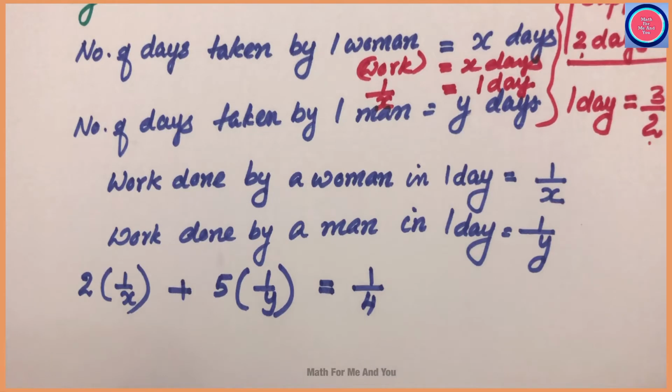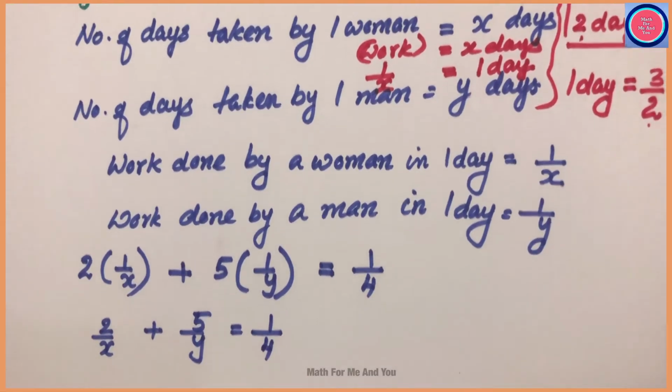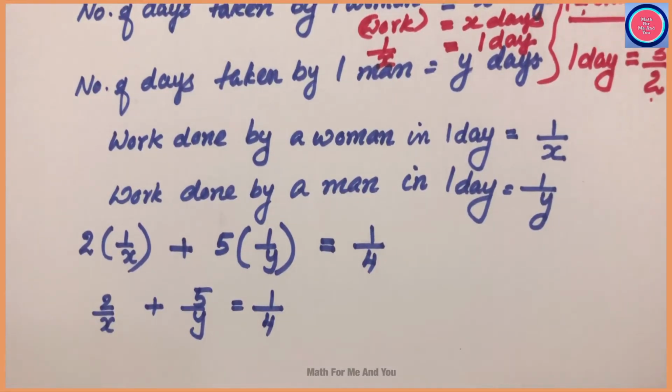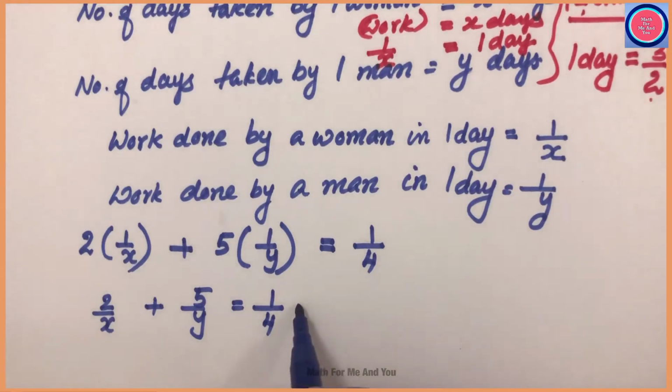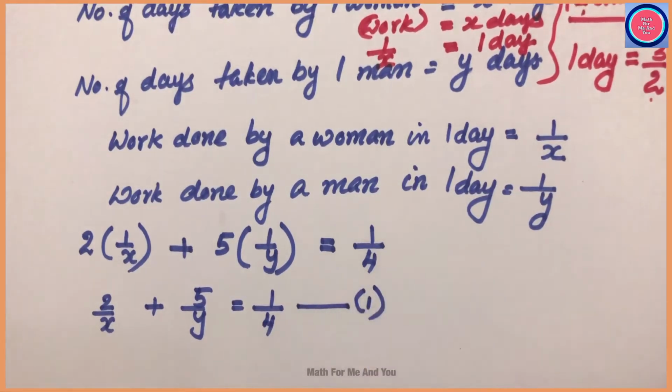Multiply the brackets. 2 times 1 over x is 2 over x, plus 5 times 1, 5 over y, is equal to 1 over 4. We can write this as equation number 1. See, this is our first equation we are getting. Let it be equation number 1.